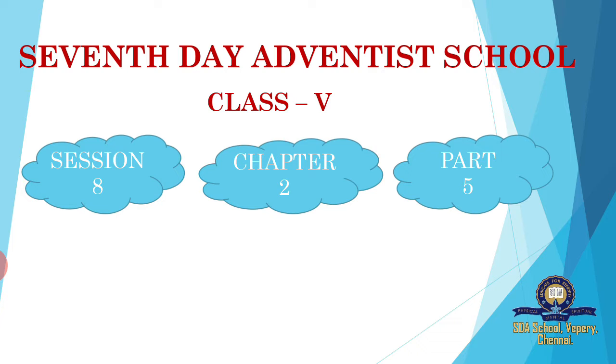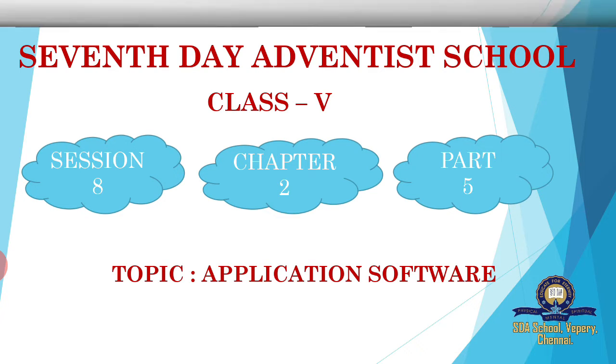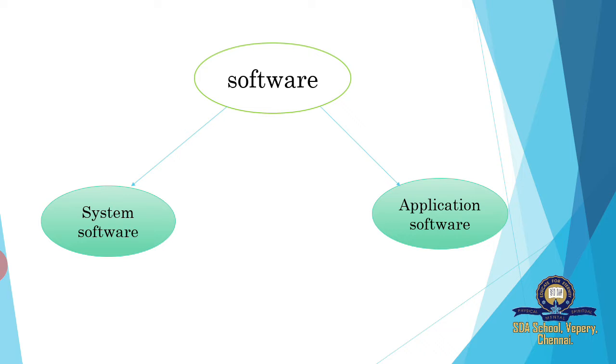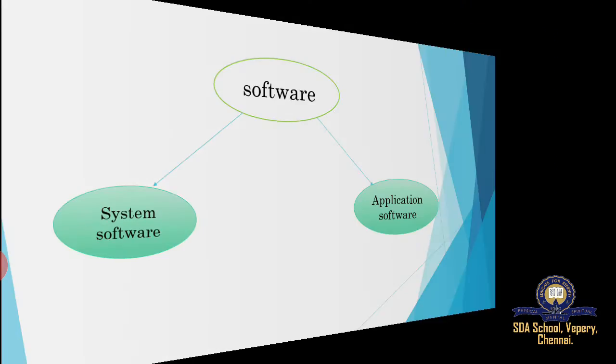In our last class, we saw about application software. Right. Then, as we know, software is of two types, that is system software and application software. Till the previous class we completed the system software. Then in today's class we move on to application software.